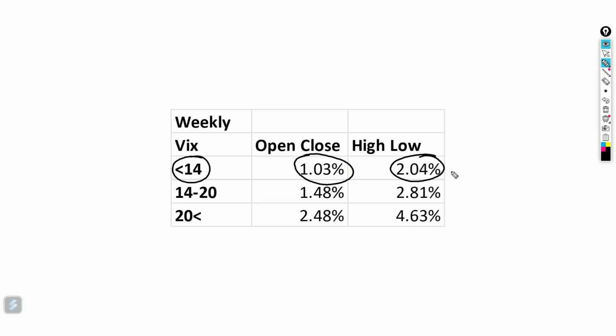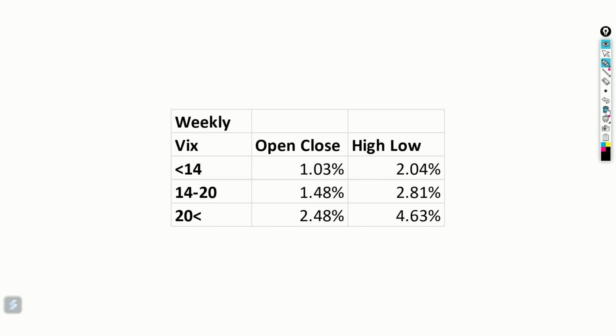So how much is 2.04%? It is going to be somewhere close to around 360 points. Beyond this, the chart becomes pretty much self-explanatory. So when VIX is between 14 to 20, the difference between open to close for Nifty on an average basis is going to be 1.48, and when it is greater than 20, it is going to be 2.48.